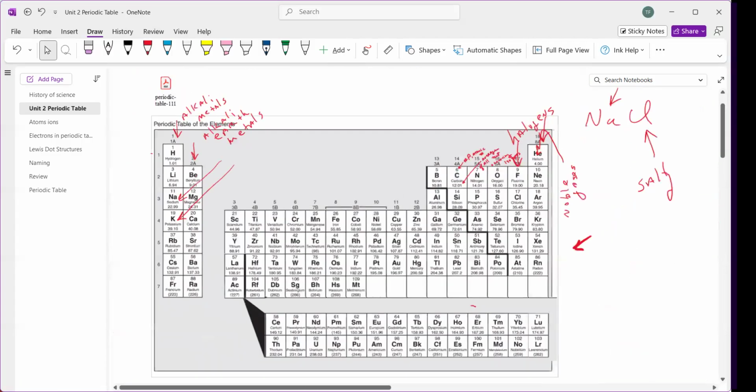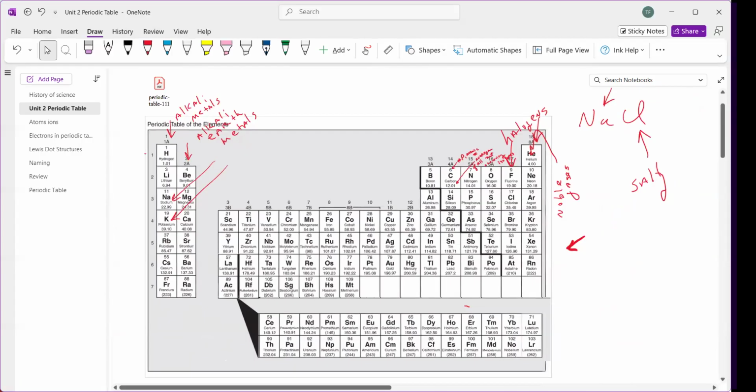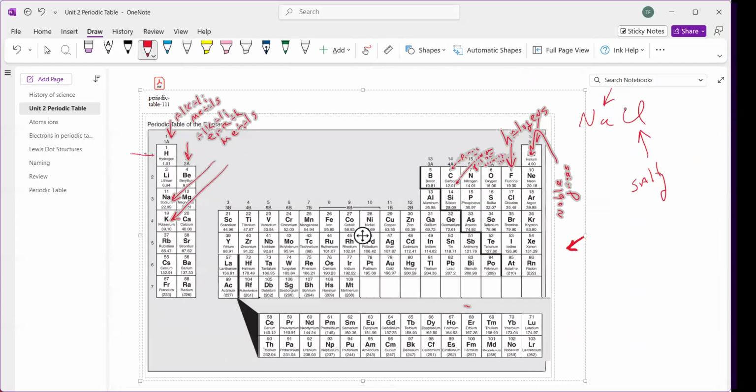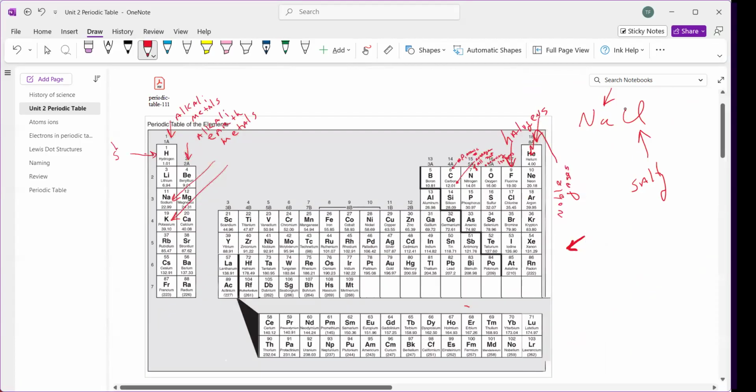So that's going vertically. If we go horizontally, that's called a period or shell. Now there are 7 shells or 7 periods, and the only thing you can say about the period is the atoms get smaller as you go across. So the trend is decreasing size as you go across.